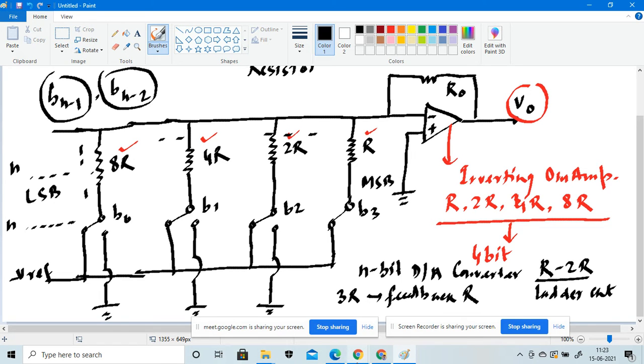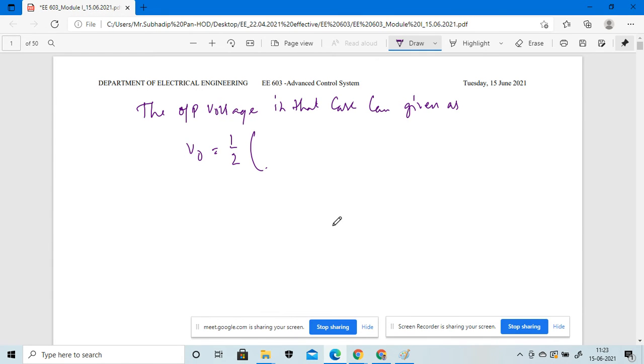So my output voltage should be like this: B of n minus 1 plus half of B of n minus 2 plus dot dot dot. That means n number of bits, 2 to the power n minus 1, B0, into V reference. So that will be my output voltage in that case. Now if we reconstruct these voltages, that means the reconstruction of an input signal from the whole circuit.